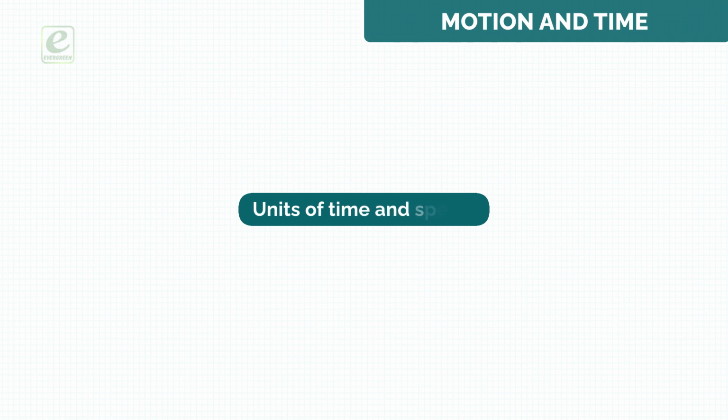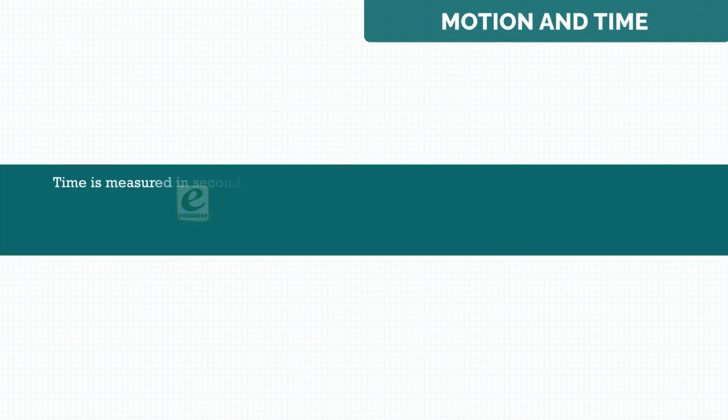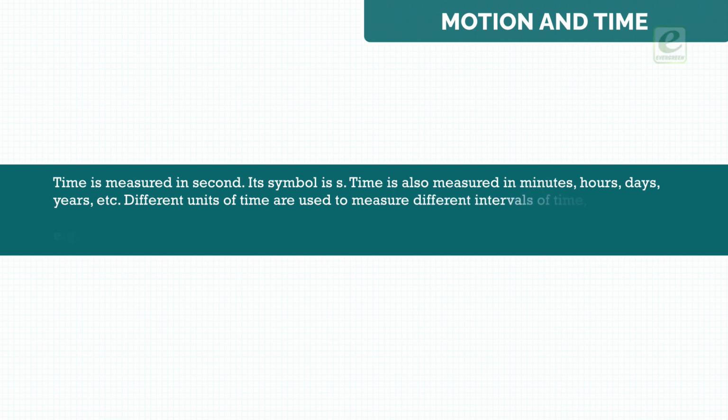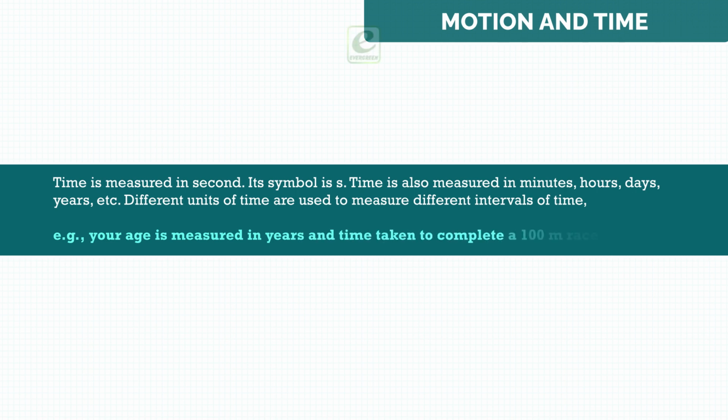Units of time and speed. Time is measured in seconds, its symbol is s. Time is also measured in minutes, hours, days, years, etc. Different units of time are used to measure different intervals of time. For example, your age is measured in years and the time taken to complete a 100-meter race in seconds.